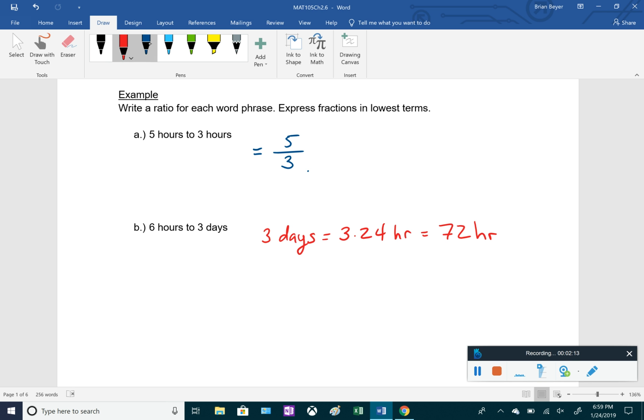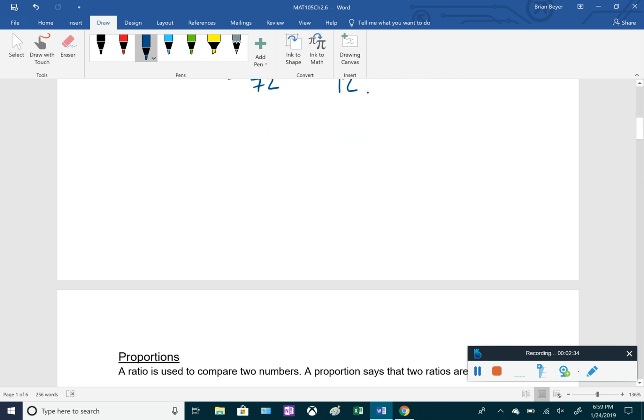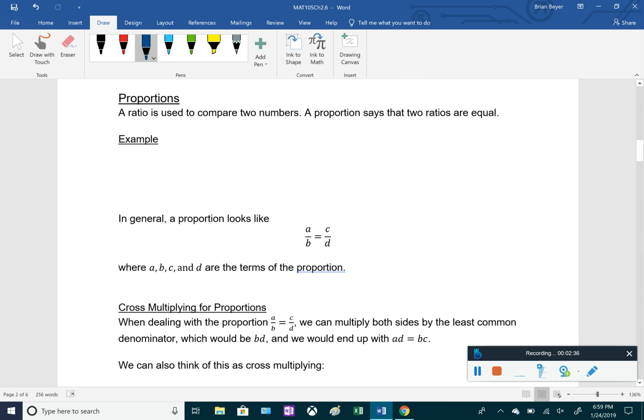Now we're comparing 6 hours to 72 hours, which is 6 over 72. Hours over hours cancel each other. In lowest terms, they both have a common factor of 6, so we get 1 over 12, or 1 to 12. Okay, so that's ratios. Pretty simple, probably.